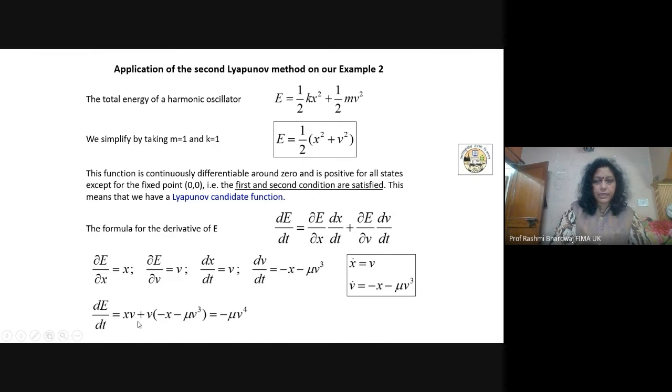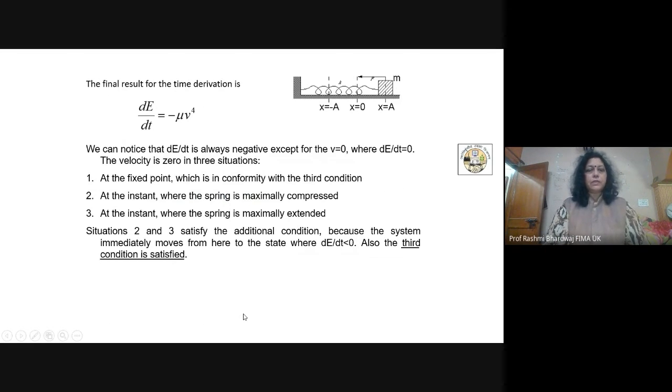So dE by dt comes to be: del E by del x is x, dx by dt is v, so it is xv plus this function. This cancels out, and you directly have only minus mu v squared. So dE by dt is nothing but this one, which is negative definite. So we can see that this is always negative except at v equal to 0, where dE by dt is 0. So this is also satisfying all three conditions.